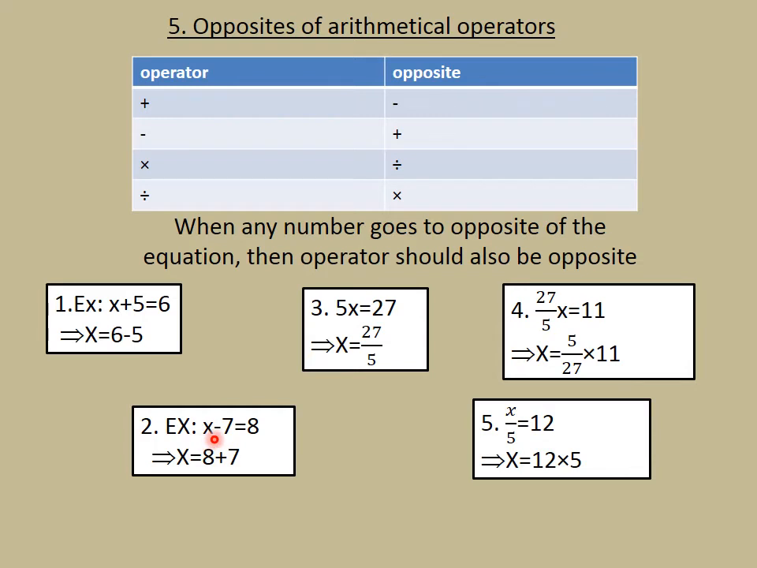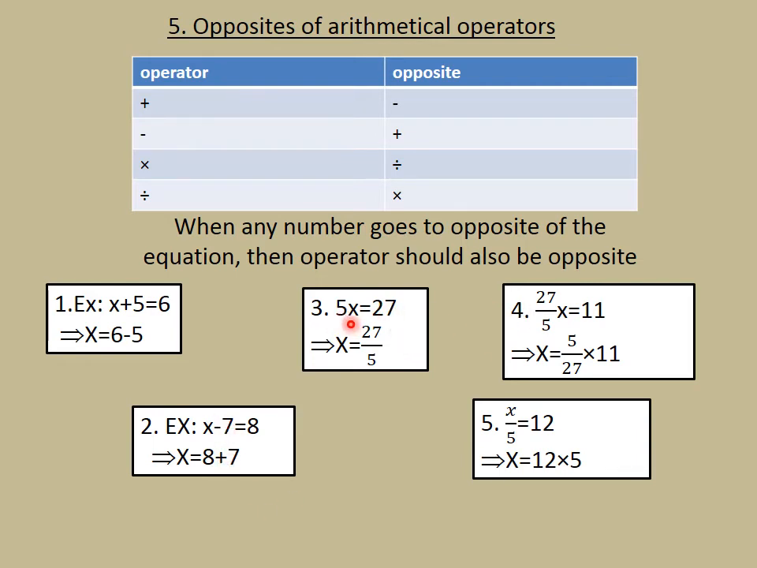Similarly, let me take the second example. x minus 7 is equal to 8. Now, I want to take this minus 7 to the right hand side. What is the opposite of minus? It is plus. So if minus 7 goes to the right hand side, it becomes plus 7, and x becomes 8 plus 7.